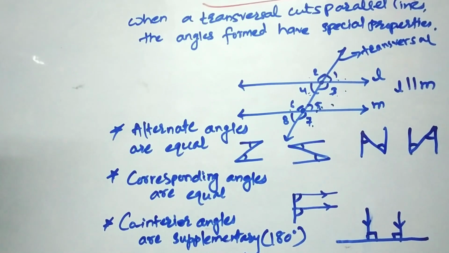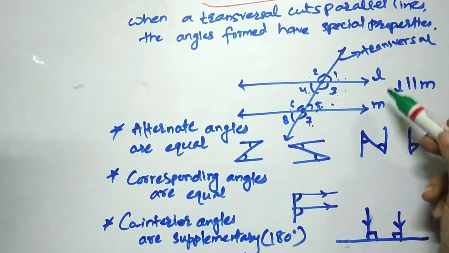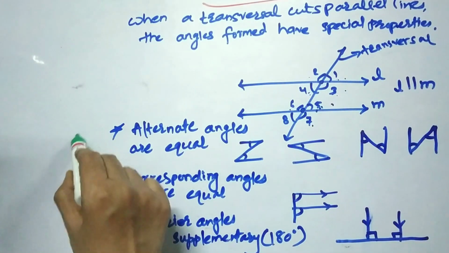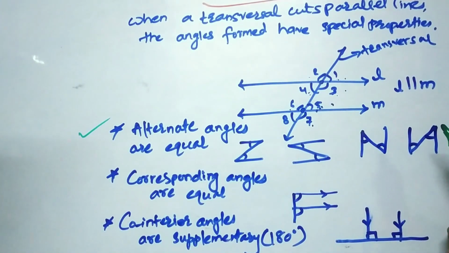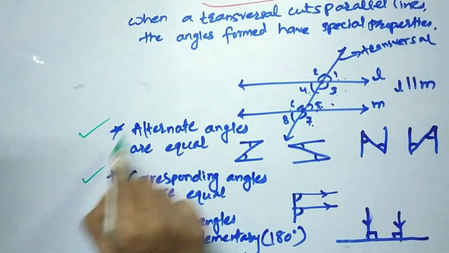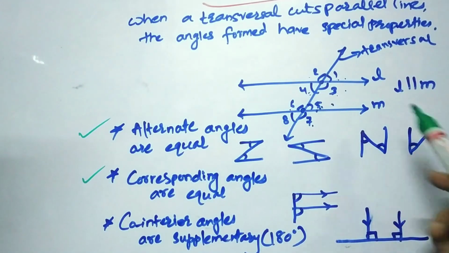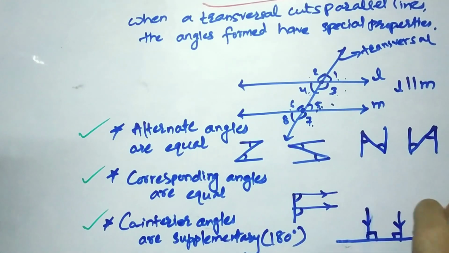So friends, you can see that the angles formed by a transversal and two parallel lines have some special properties. First, alternate angles are equal. Alternate angles can be in the form of these figures. Corresponding angles are equal. Co-interior angles are supplementary, or you can say they are 180 degrees.